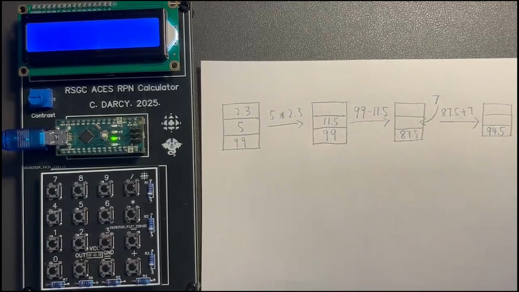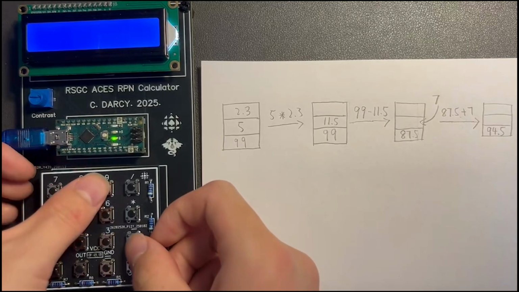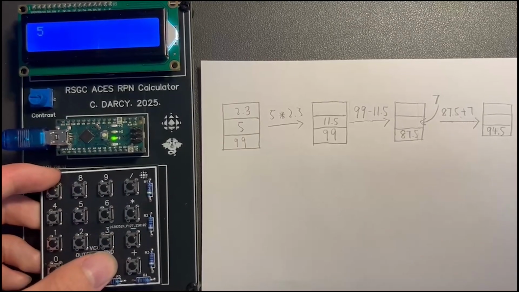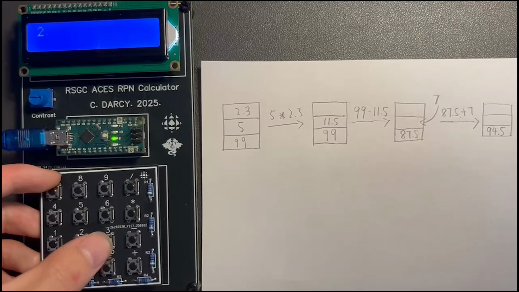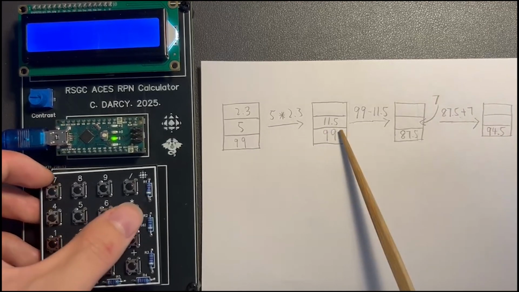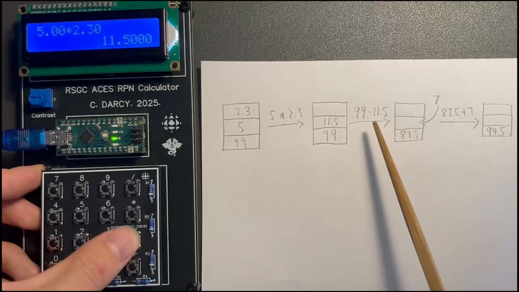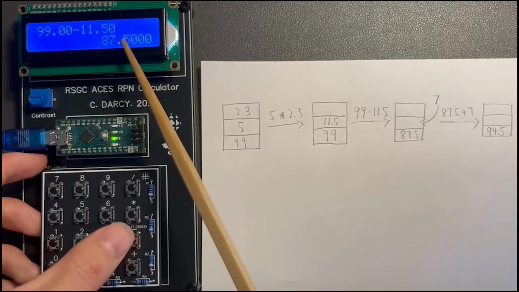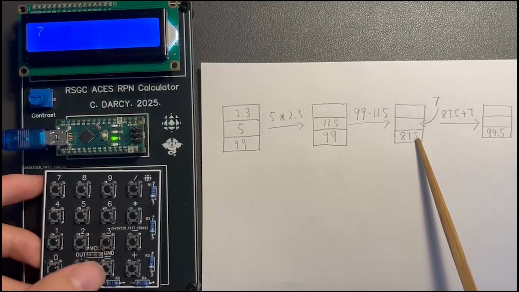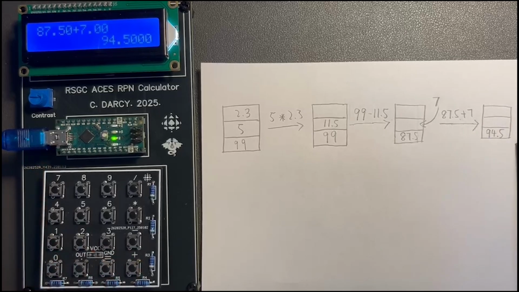So we can perform the earlier operation that we did. So by entering 99, 5, 2.3, so now we are here, and now if we press multiply, it will give us 11.5, and then if we press minus, it gives us 87.5, which is here. And then we enter another 7, and then we press plus, and then we get 94.5.